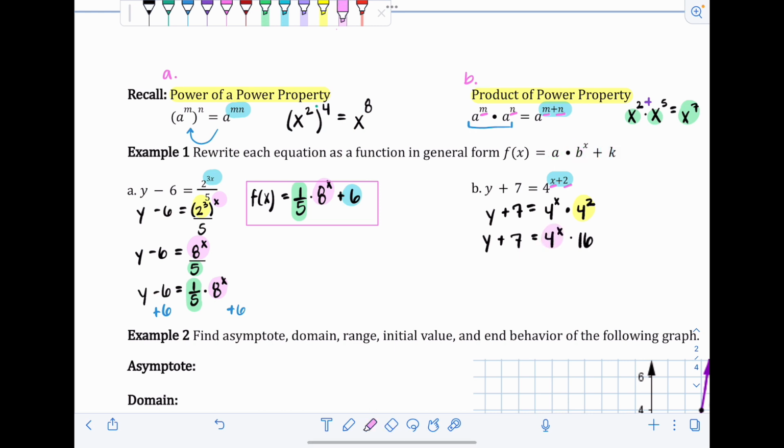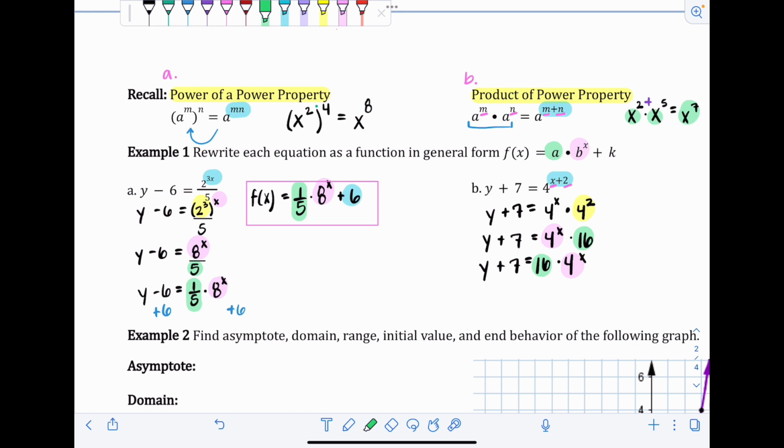So 4 to the x, that's the b to the x. And the number that's being multiplied by it is actually supposed to be in front. So I'm going to go ahead and move that 16 to the front. So y plus 7 equals 16 times 4 to the x, and now it's in the correct order. That's something that when I was going through the notes, I didn't even notice the first time, so be careful, they may kind of try to trick you there.